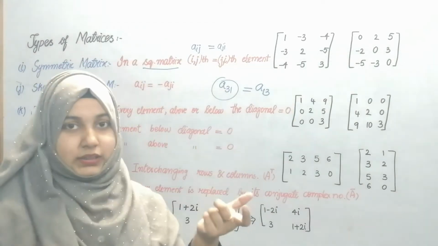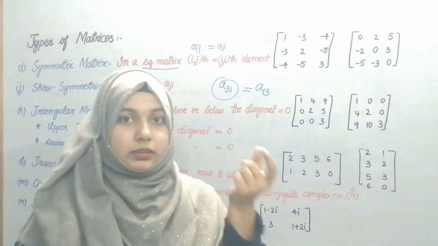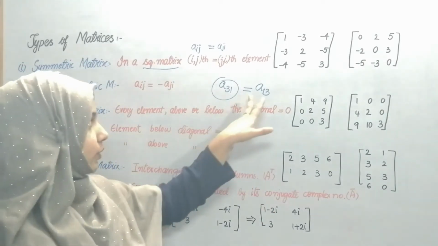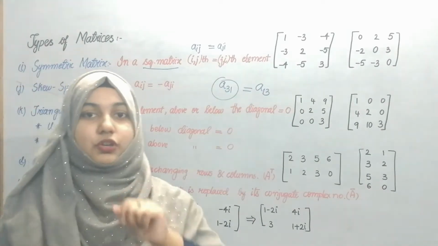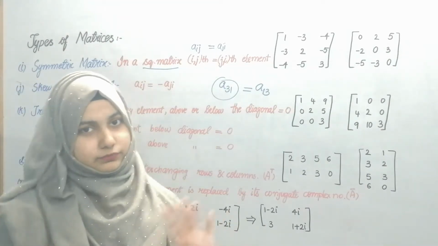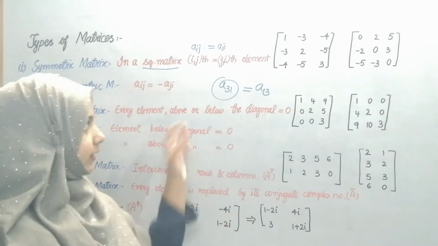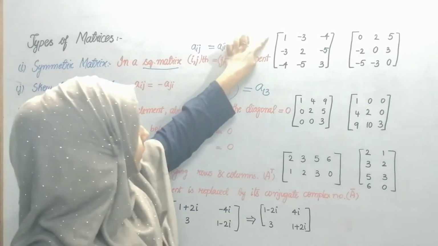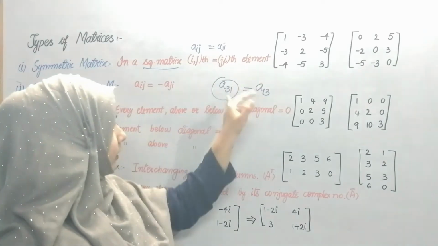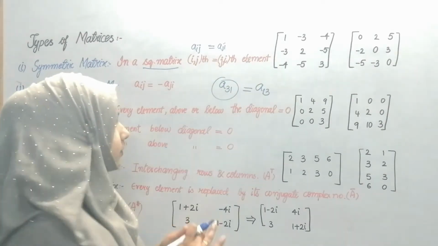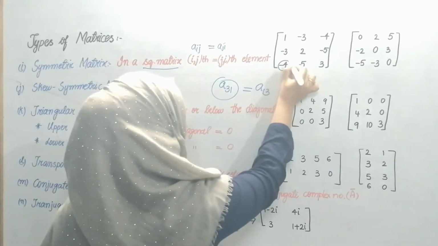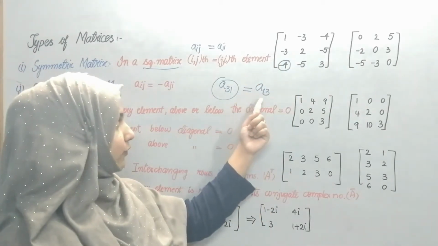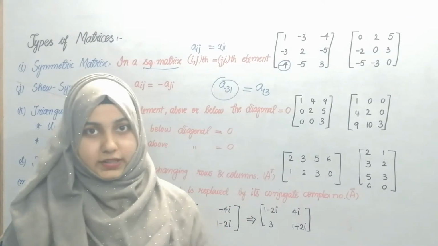If I take the a31 element, the element present at the third row and first column, then the element present at its inverse, first row and third column, should also be equal. Not only this, for example, I'm saying. So let's check. A of 3 1, I'm saying the third row, first column. So the element is -4. Now if I see a of 1 3, then it should also be -4.